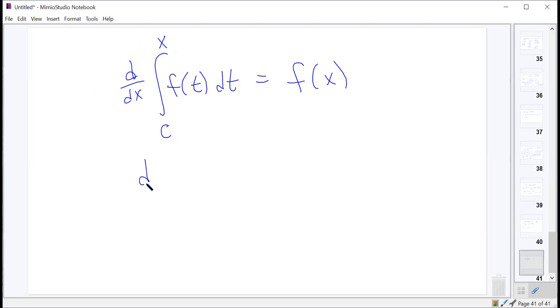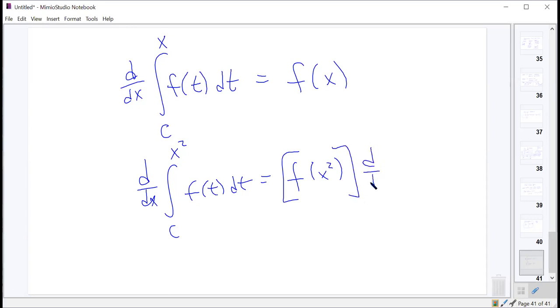If I have something like the derivative with respect to x of the integral from a constant to x squared of f of t dt, that has to become f of x squared times the derivative of x squared, which obviously we know is 2x. We have to take f, evaluate it at the upper limit, and then multiply that by the derivative of x squared. Everybody good with that?